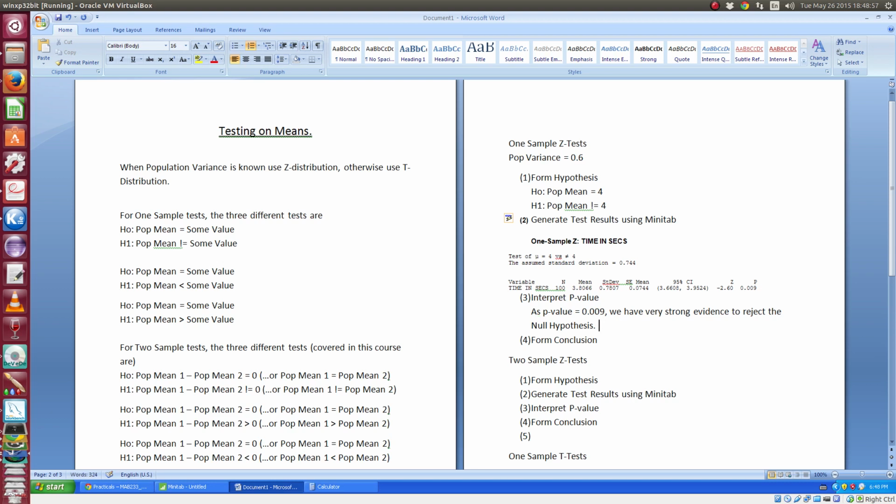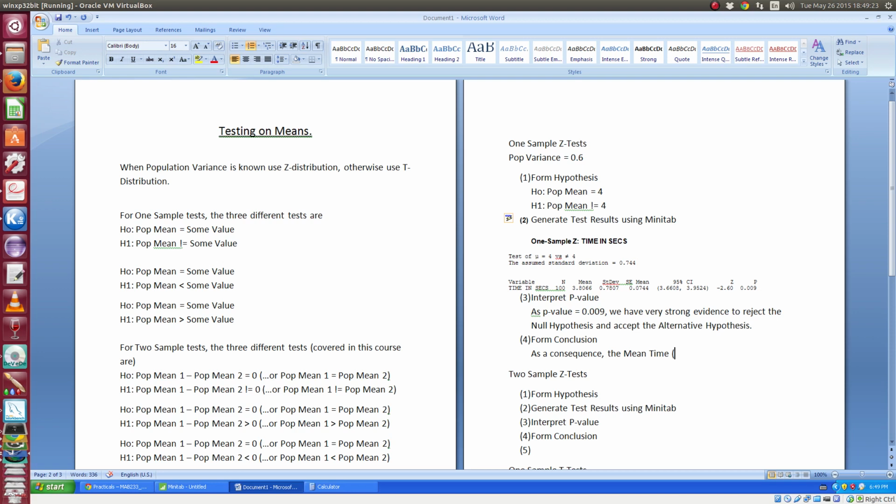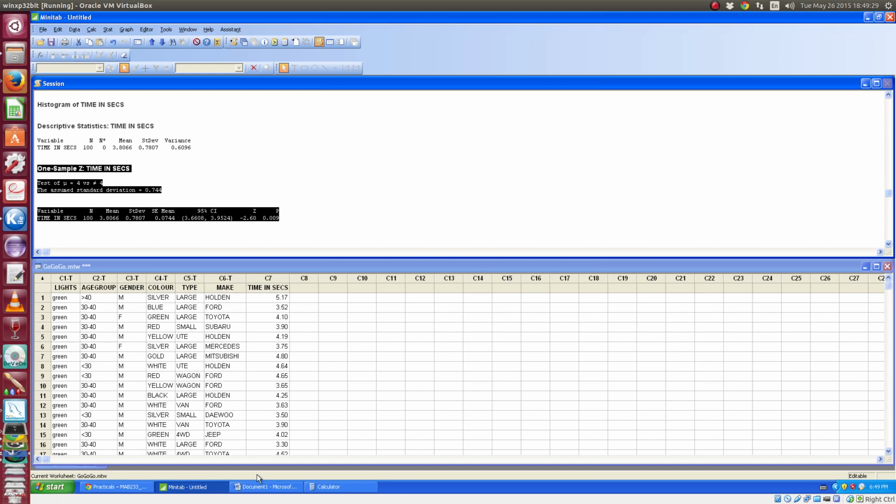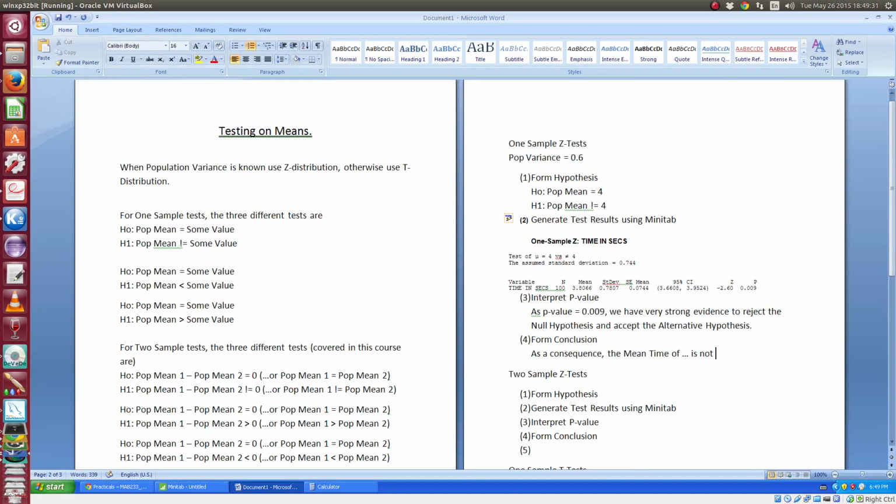So basically, we're interpreting the p-value in terms of whether we're going to accept or reject the null hypothesis. We have very strong evidence to reject the null hypothesis and accept the alternative hypothesis. Forming the conclusion is really short and sweet. As a consequence, the mean time, I can't remember what this actual mean time is for, I think it's got something to do with car times, is not 4 seconds. So that's what we were able to do from this.